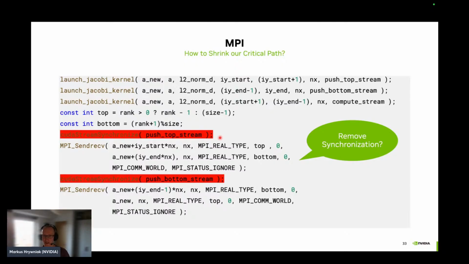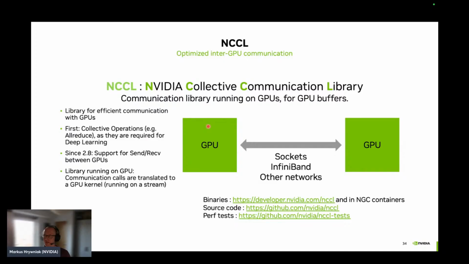One solution to get around this is to use a library such as NCCL, which we'll look at next. NCCL is short for the NVIDIA Collective Communication Library. The name comes from the fact that when it was first conceived, it was essentially meant to be the fastest way to do collectives such as all-reduce on the GPU, because many deep learning codes needed these. But over the releases and the years, support has also been added, and has been present for quite a while now, for regular point-to-point send receive calls.